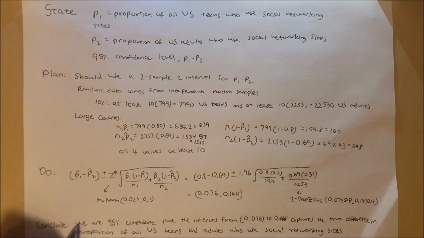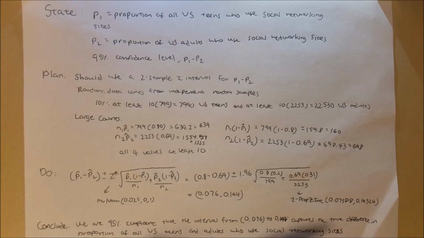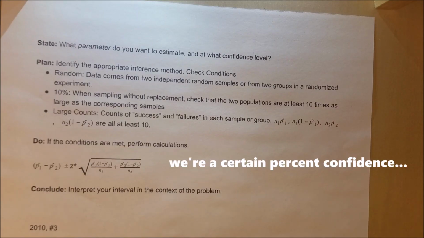and finally to interpret, we can say that we're 95% confident that the interval from 0.076 to 0.144 captures the true difference in proportion of all US teens and adults who use social networking sites. We are a certain percent confidence.